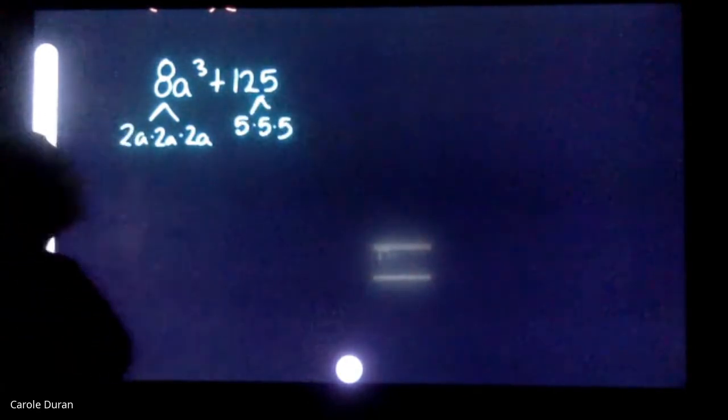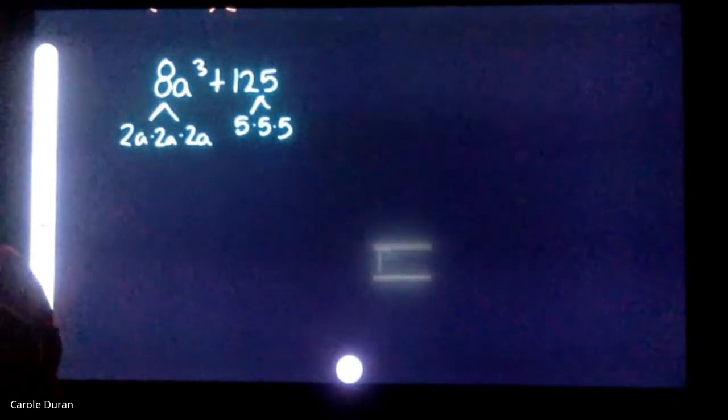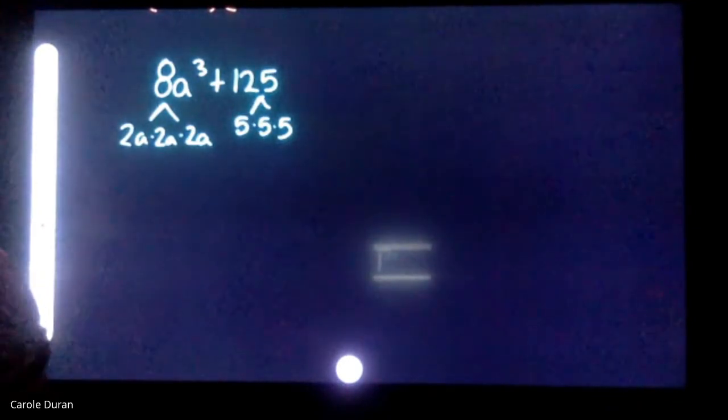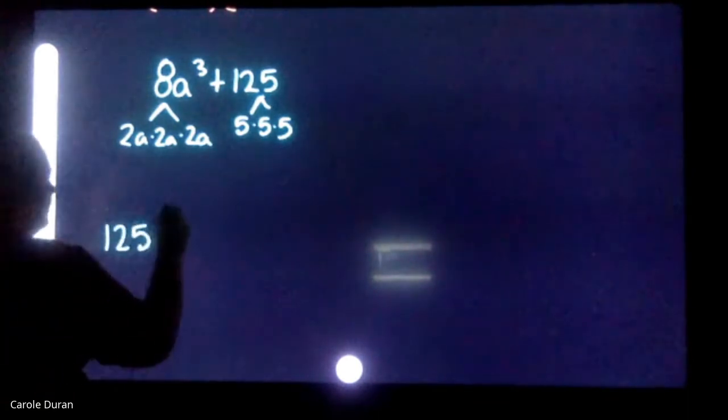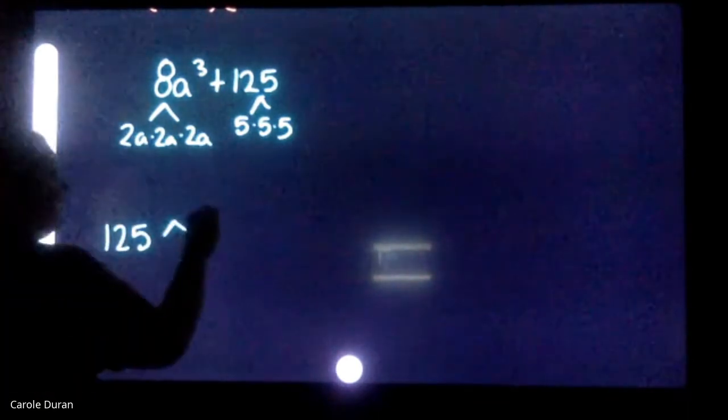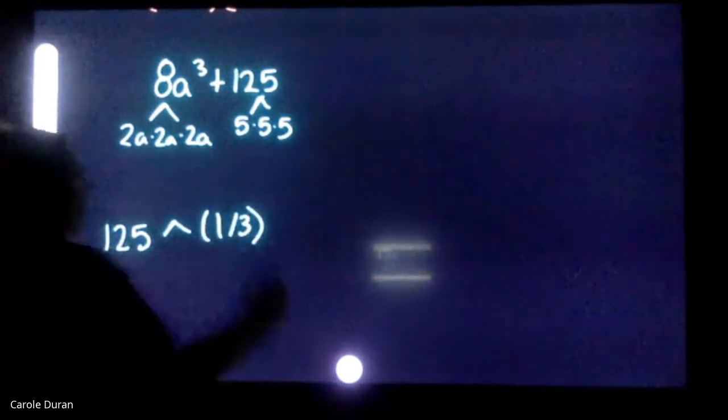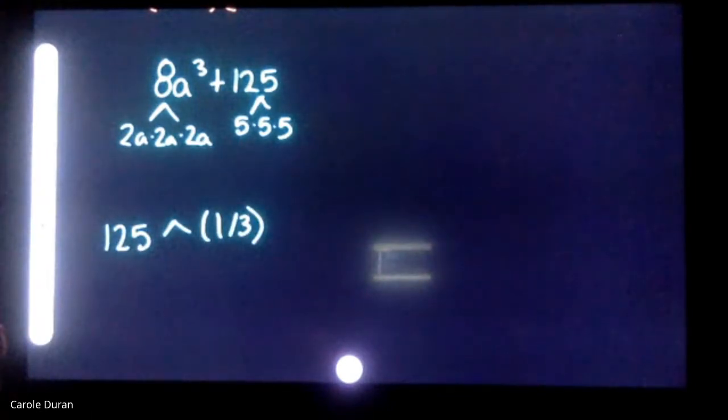If you're ever not sure what the cube root of a number would be or if it has one, you just take that number in your calculator. So for example, 125, you'll do the upward arrow caret, and then you will in parentheses put 1/3, and it will give you the cube root if it has one.